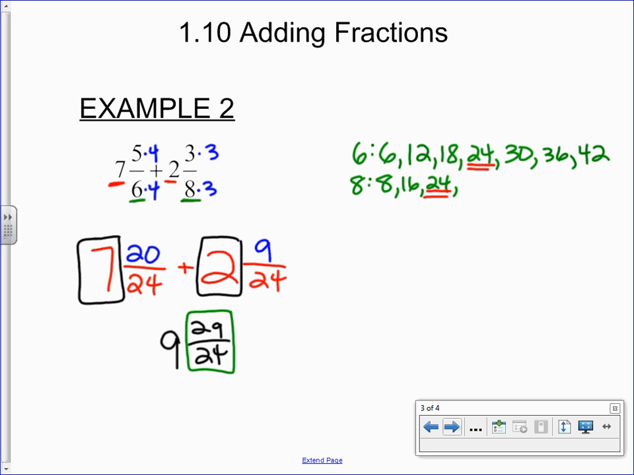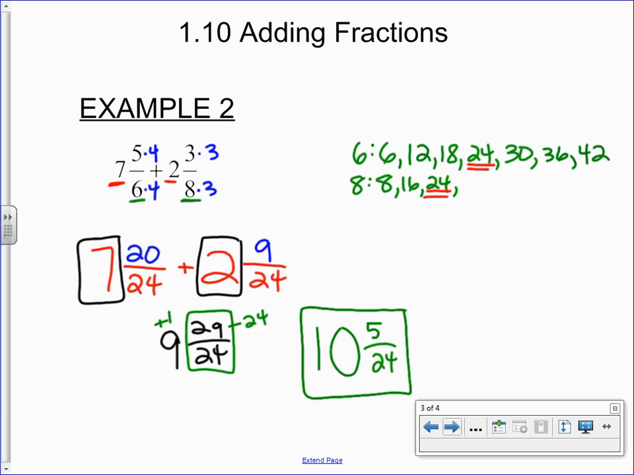Okay, in this problem, one whole is made up of 24 24ths. So I'm gonna take a whole away. I'm gonna take 24 away from here, and I'm gonna add a whole onto the 9. So we now have 10 wholes, 10 wholes of something, and we're left then with 5 24ths. And that is our final answer.